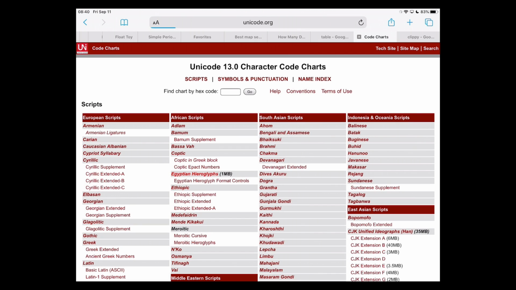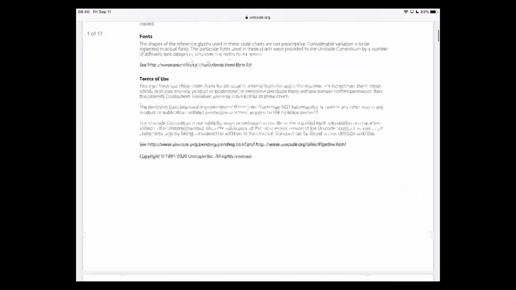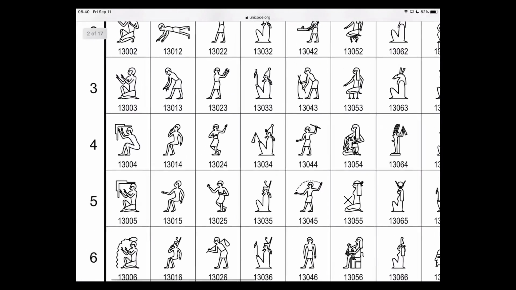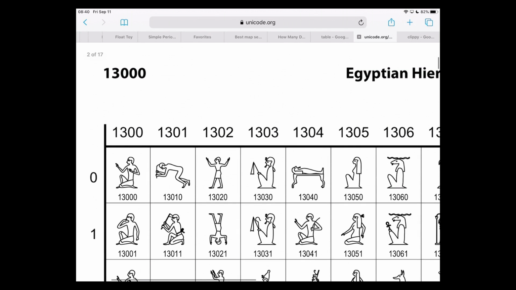This might take a minute to load. Here it is. Here we go. Wouldn't it be useful to be able to type these things? I mean, if you're an archaeologist, it certainly would be. Okay. Yeah, cool.